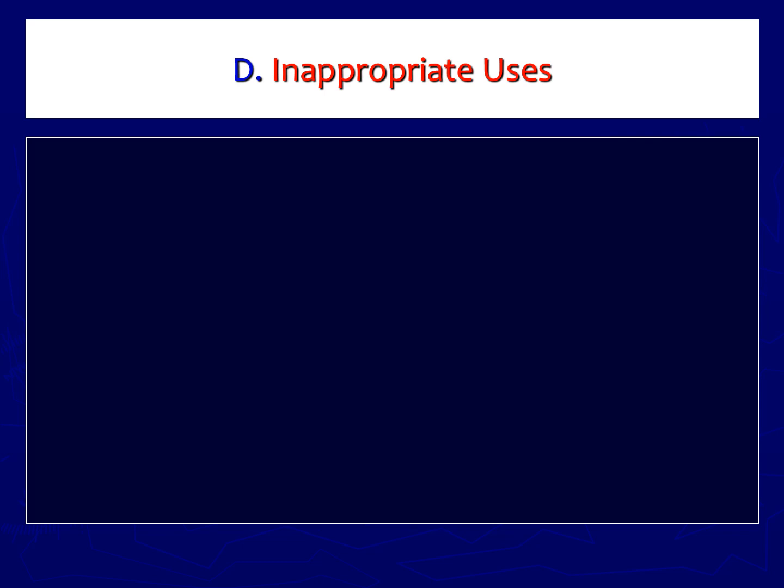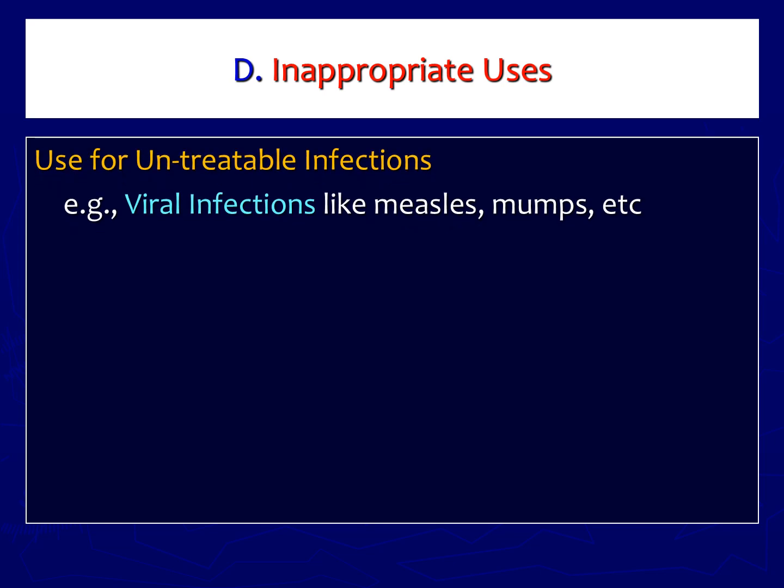Then the fourth use is inappropriate use, non-proper use. For example, use for untreatable infection, such as viral infection like measles, mumps. So these are viral infections. In viral infection, antivirals are used. There is no need to use antibacterials, but still we use them.